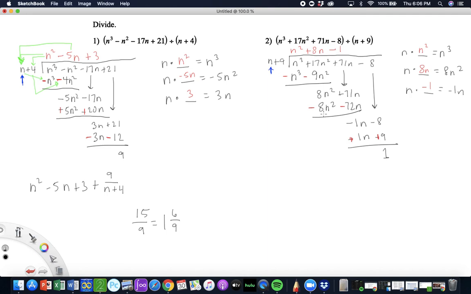All right, so my answer is n squared plus 8n minus 1 plus the remainder of 1 over the divisor, which is n plus 9.